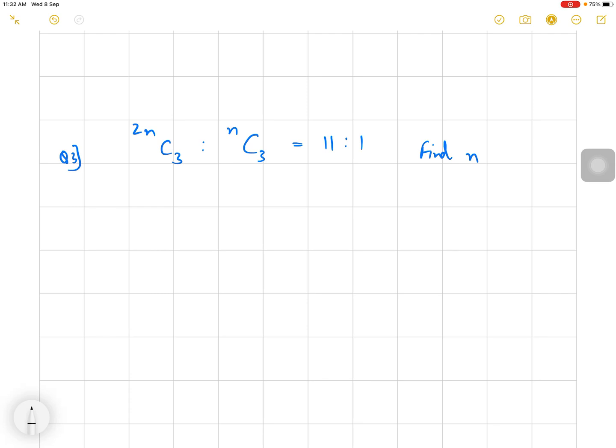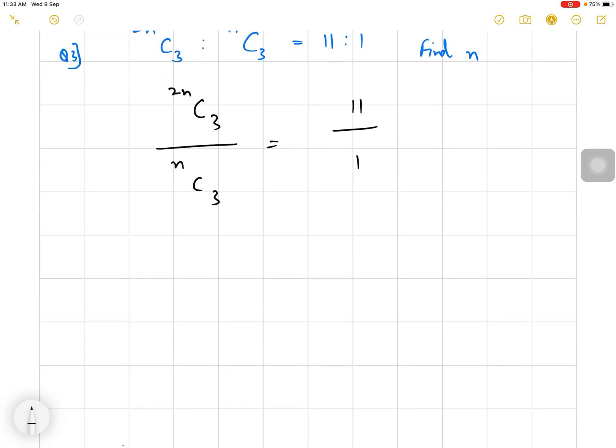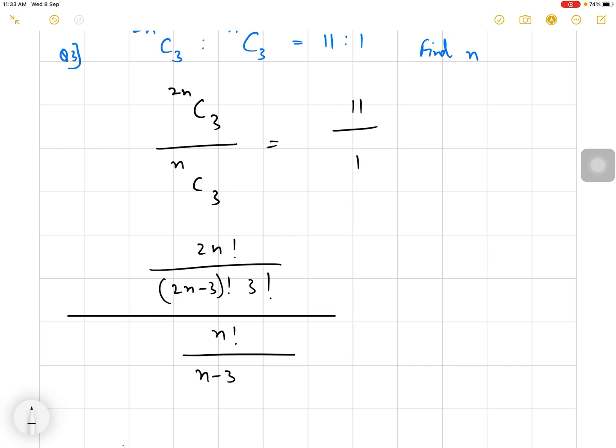Okay, so 2nC3 can be written as, I can write like this, 2nC3 divided by nC3 is equal to 11 upon 1. Okay, so 2nC3 can be written as 2n factorial divided by (2n minus 3) factorial 3 factorial, divided by nC3, which can be written as n factorial divided by (n minus 3) factorial 3 factorial, is equal to 11 by 1.